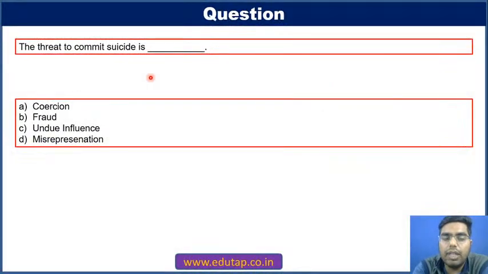So a question for you. The threat to commit suicide is dash: coercion, fraud, undue influence or misrepresentation.